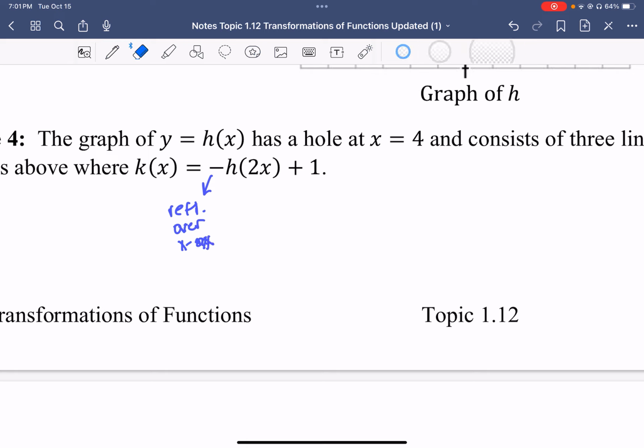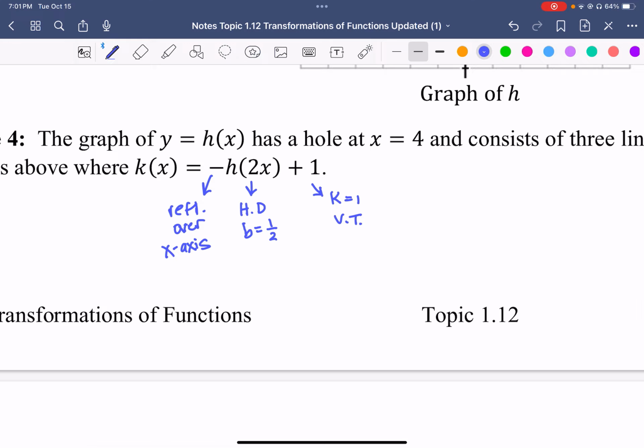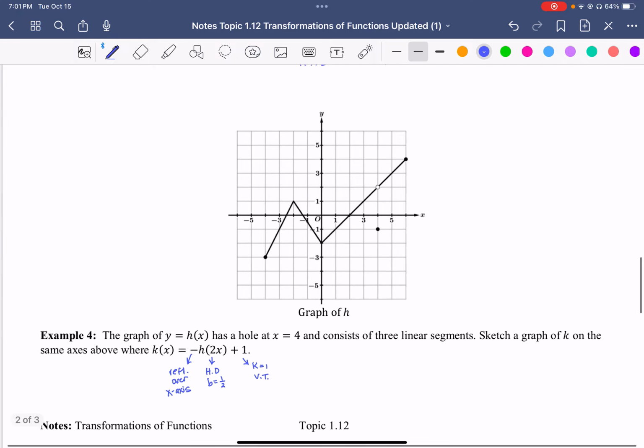Sorry, my pen glitches sometimes. Next, I have this 2. It is happening inside of the parentheses, so I know it's going to be a horizontal dilation. Remember that inside is the reciprocal, so instead of 2, it'll be 1/2 for b. And then the k is 1, which is my vertical translation because it is outside of the parentheses. Okay, so I'm going to create a table now.